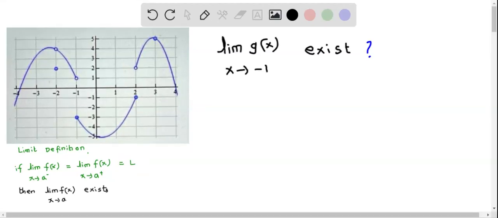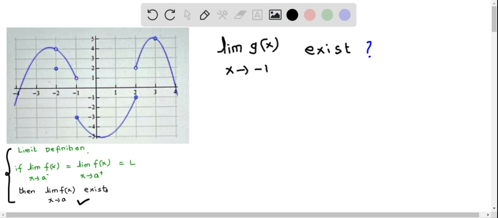We will now determine whether the limit of the function g of x exists as x approaches -1. So we are going to follow this limit definition, which says that if we have a function f of x and we want to find the limit of the function as x approaches a, we have to basically check if the one-sided limits are exactly the same.